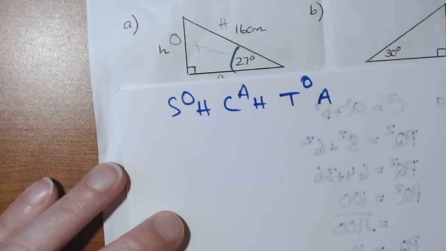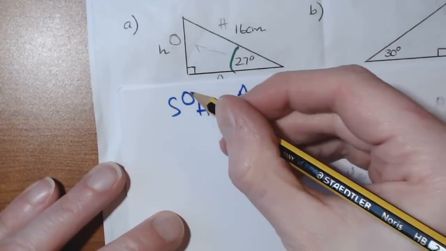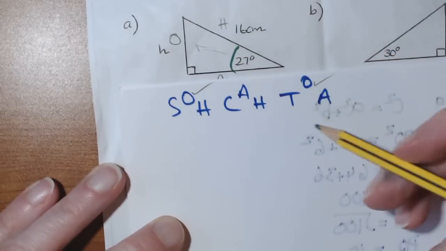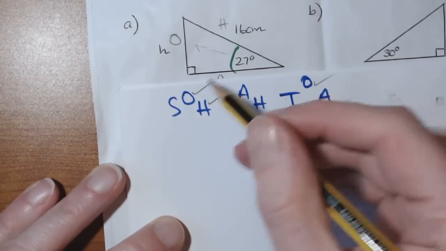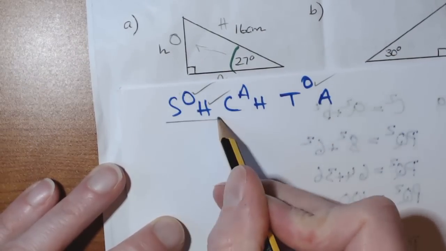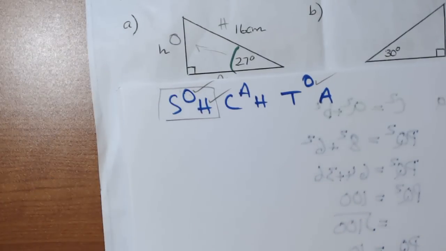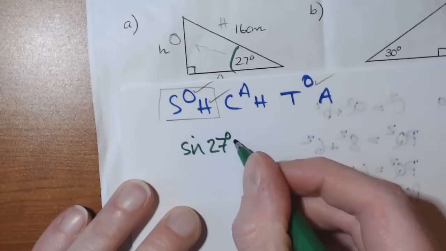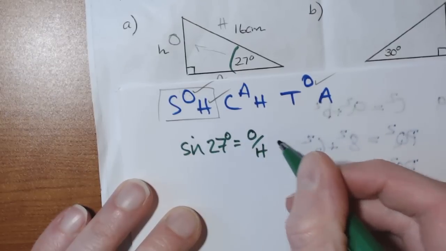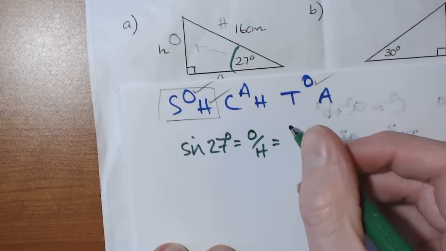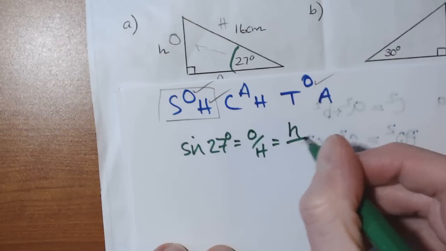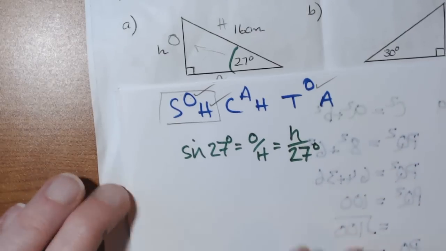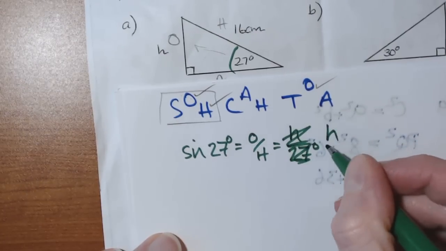So you just look in here and you say, right, we want to work out the opposite, so that formula's got it in that one. SOH CAH TOA. And you've got the hypotenuse. So you've got these 2 values, so we'll use this one. So what you end up saying is sine 27 degrees equals opposite over hypotenuse, and that equals h over 16.